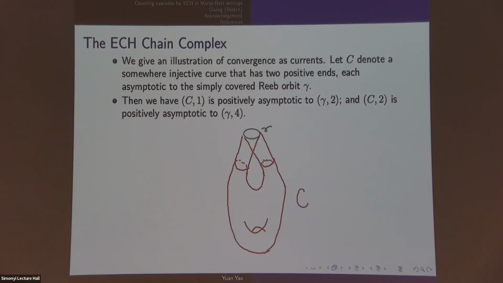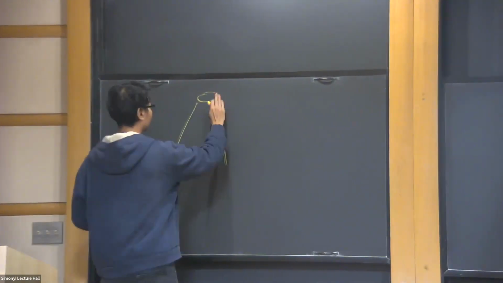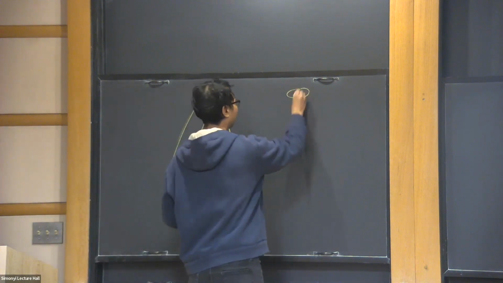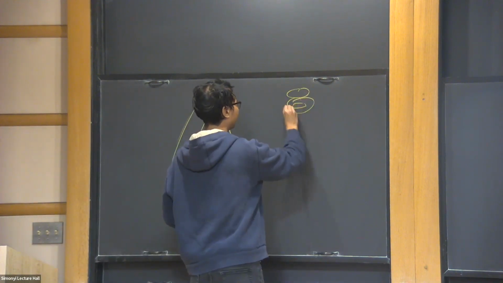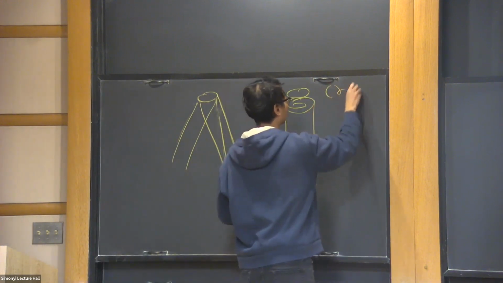And I should say at this point, there's more than one way for which a holomorphic curve can be asymptotic to a current. I've drawn one way here, which is you have two ends coming in, each with multiplicity 1. Another way is you can have a single end that comes in with multiplicity 2. And that's also asymptotic to gamma^2.